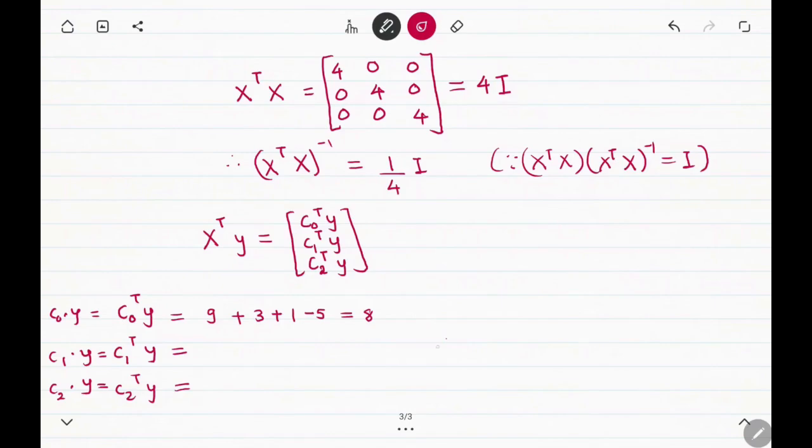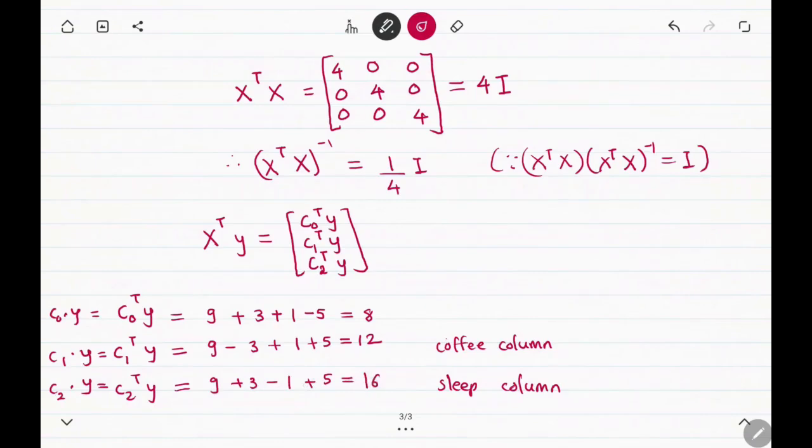Next let's calculate for the coffee column. C1 transpose multiplied by y is 1 times 9 plus -1 times 3 plus 1 times 1 plus -1 times -5, which is 9 minus 3 plus 1 plus 5, which is 12. Next, let's calculate for the sleep column. C2 transpose y is 1 times 9 plus 1 times 3 plus -1 times 1 plus -1 times -5, which is 9 plus 3 minus 1 plus 5, which is 16. So therefore X transpose y is equal to [8, 12, 16].